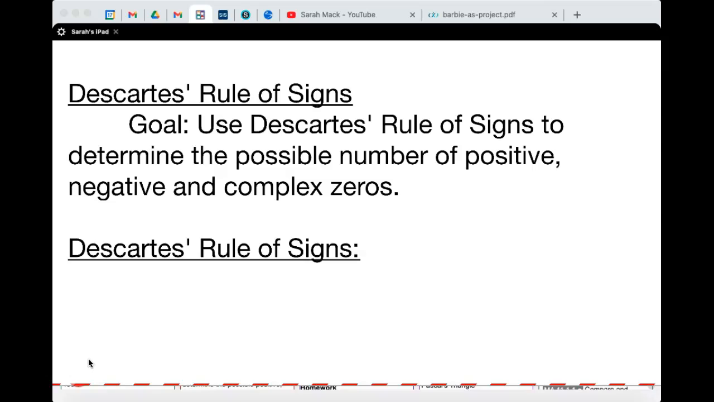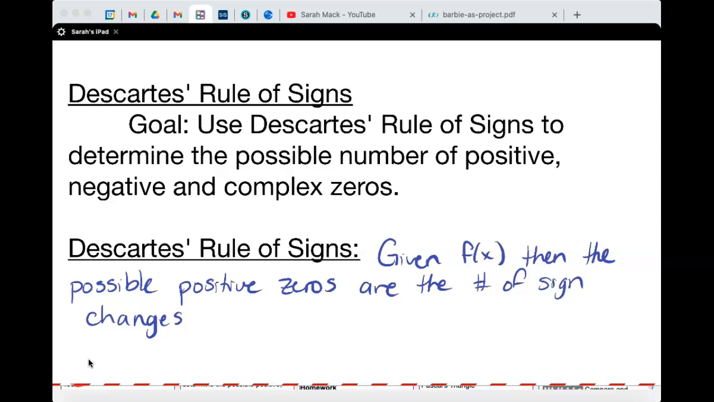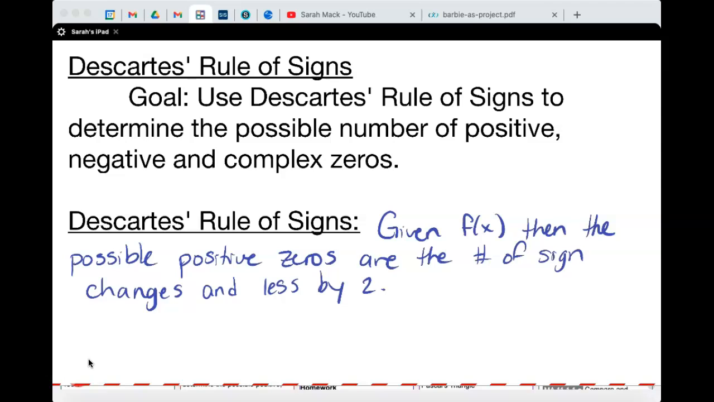So basically, you're given f of x. Then the possible positive zeros are the number of sign changes, and I'm going to say unless by 2. So this only gives you the positive zeros, unfortunately.